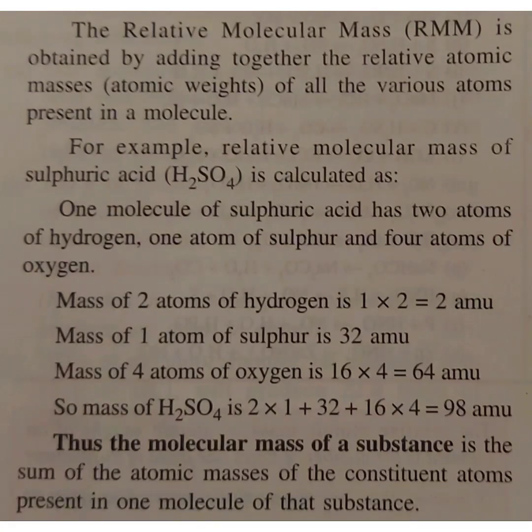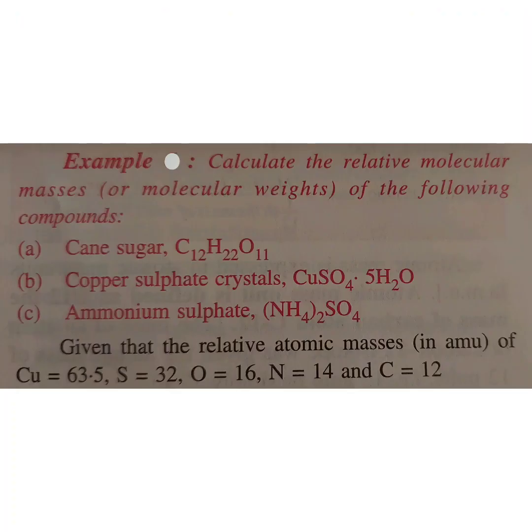Let us see 2 examples now. Okay, so let's see one numerical here. Calculate the relative molecular masses of the following compounds: cane sugar, copper sulfate crystals, ammonium sulfate. What's given here? In all these numericals, children, please note that the atomic masses in AMUs will always be given. So every element that is present in your numerical, its atomic mass will be given.